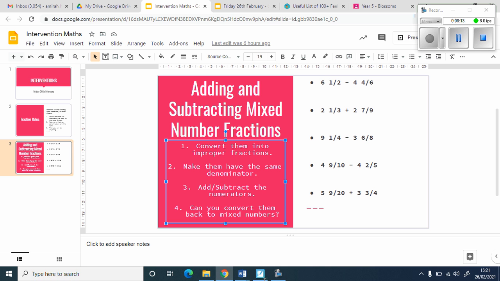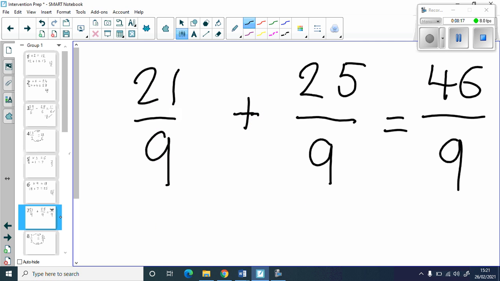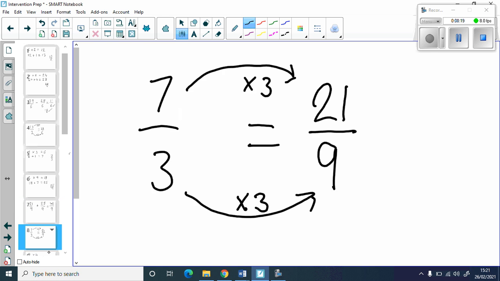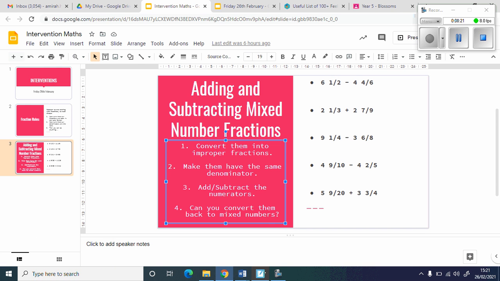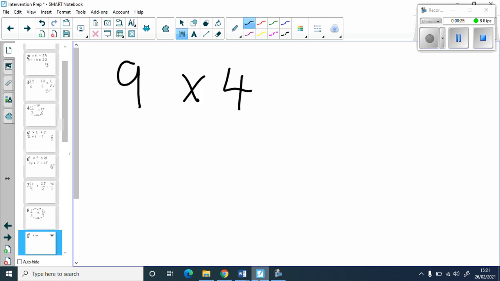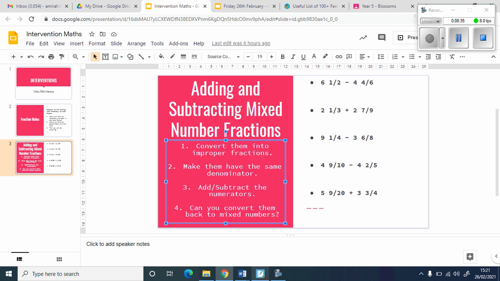9 1/4 take away 3 6/8. So let's have a look then. So we start by converting them into improper fractions. So we're going to start with 9 1/4. So 9 times 4 then, our whole number times by our denominator. If you work that out, you get 36. Then you need to add on your numerator, which is 1. Nice and easy. Add 1 on.